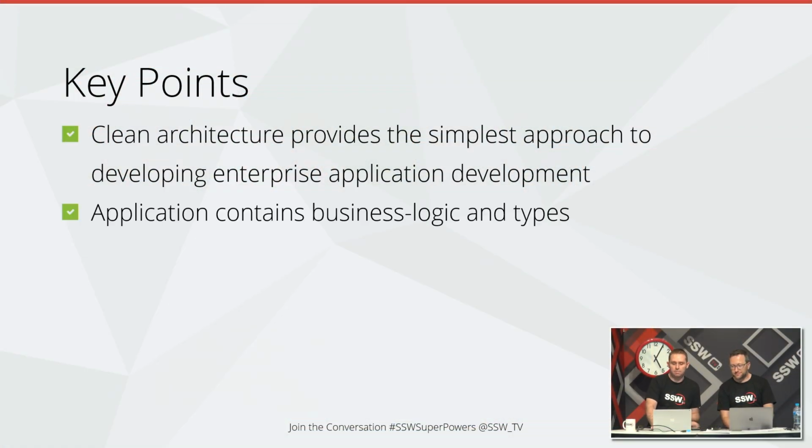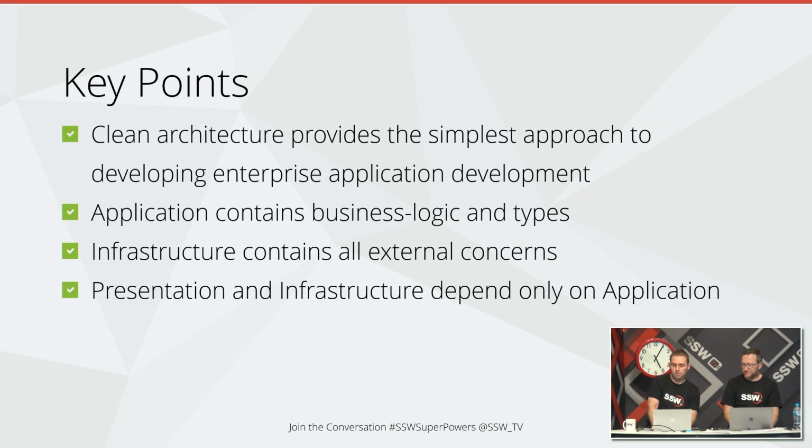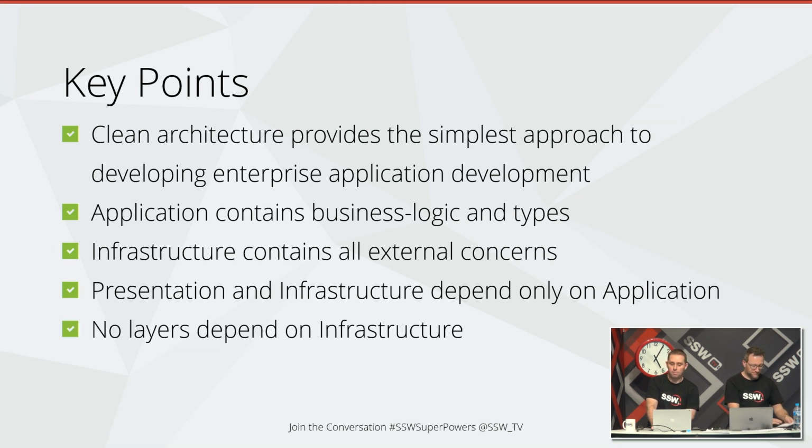So key points: clean architecture provides the simplest approach to enterprise application development. Our application consists of our business logic and types. Infrastructure contains all external concerns. Recall that our domain contains our enterprise-wide logic and types. Presentation and infrastructure depend only on application. I think that I made the point clear that that's important. No layers depend on infrastructure. That can be a little bit confusing at first, but remember, everything happens there via dependency injection. So infrastructure is just providing the implementations we wire up via dependency injection, and application just programs against those interfaces.